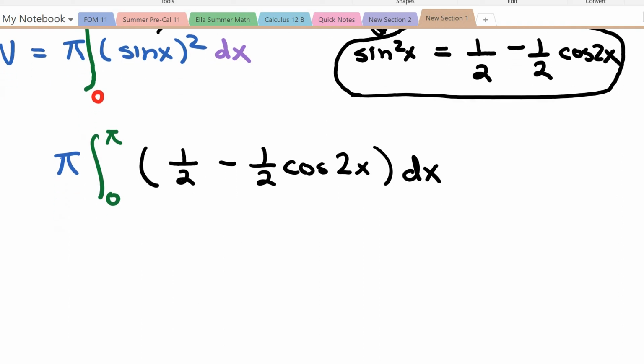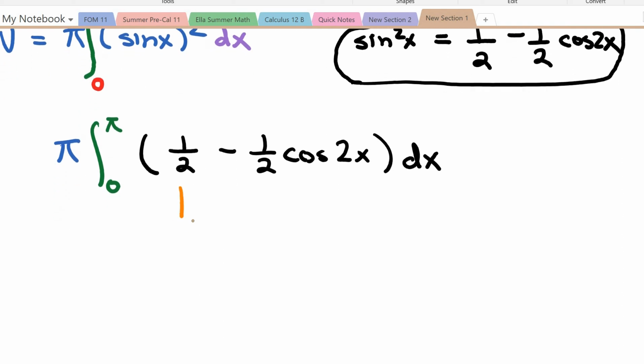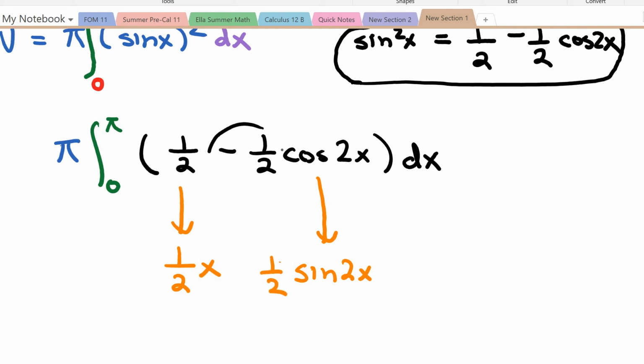And now we're ready to find the antiderivative. The antiderivative of 1/2 is going to be 1/2 x. The antiderivative of cos 2x is going to be sine 2x, and then I need to times that by 1/2 here, and then we still have this negative 1/2 in front.